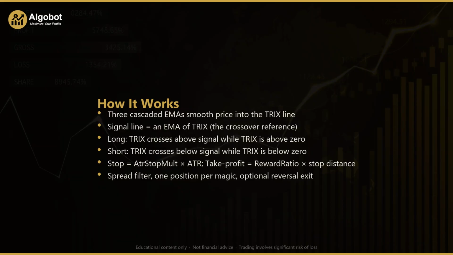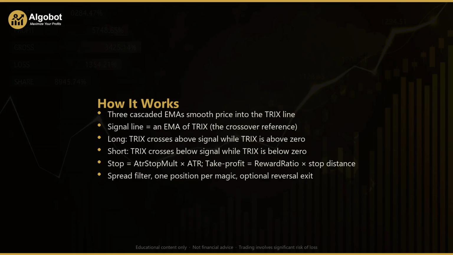Third, an optional early momentum reversal exit. When exit on reversal is switched on, an open long is closed the moment TRIX crosses back below its signal, and an open short is closed when TRIX crosses back above its signal. This releases a stalled trade before it can round trip.